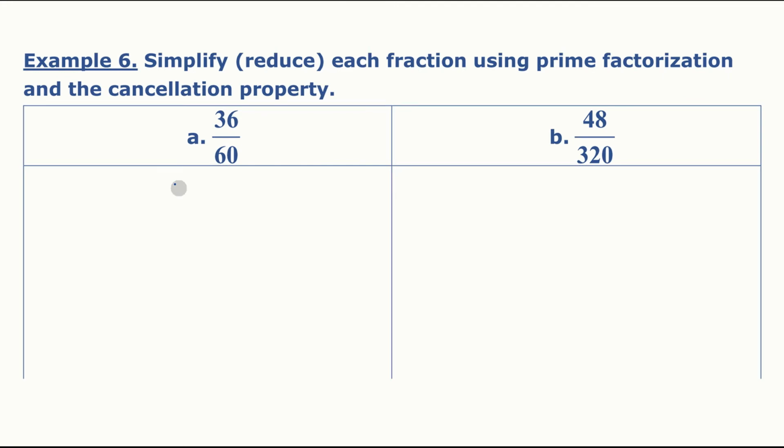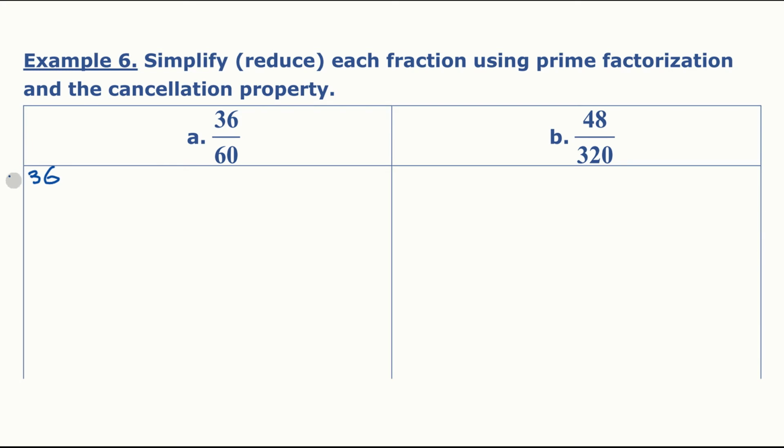All right, so for this next problem, we're going to use prime factorization and the cancellation property to try to simplify these fractions. Of course, they can be done without having to do that, but this is a nice demonstration of the power of these procedures. So if we take 36 and find the prime factorization, I'm going to go ahead and use this line here, so I'll just put 36 here.